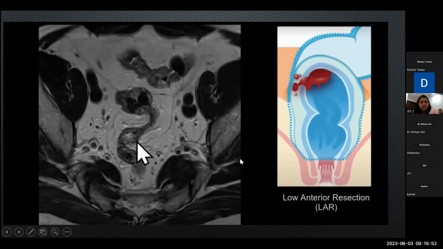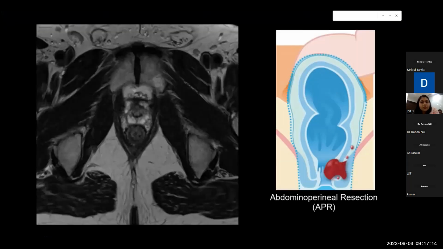So the important surgeries: if it's an upper or mid-rectal tumor, we usually do the low anterior resection. Here in this illustration, this is the tumor, and this is the area of excision. This spares the lower anal canal, and thus is a sphincter-saving surgery. Abdominoperineal resection is done if it includes a lower anal canal tumor, and the tumor is in this area.